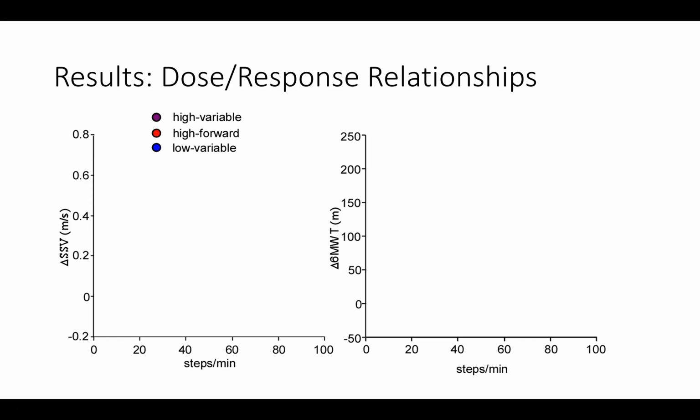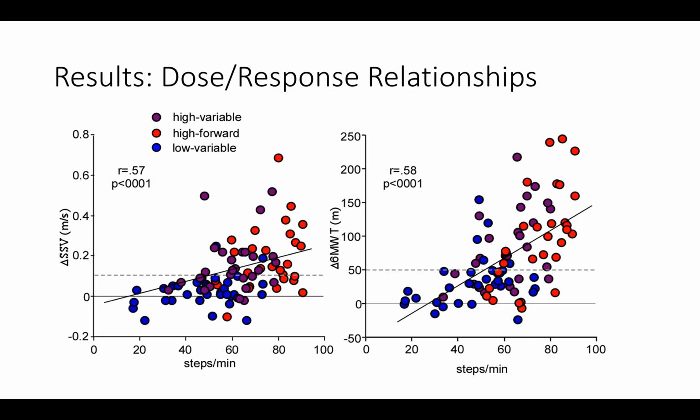Okay, so when we look at the idea of a dose-response relationship, similar to previous studies, we're interested in looking at whether the amount of walking practice provided is related to the amount of change in walking outcomes. In this case, it's steps per minute that's shown. It was the same results with steps per session or training intensity. But you see a statistically significant positive relationship for both the changes in walking speed and the changes in 6-minute walk test. So what this means is that the more practice walking you had during training, the more gains that you got in your walking outcomes.